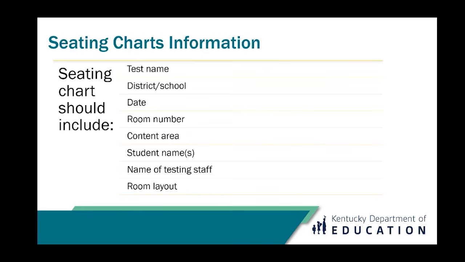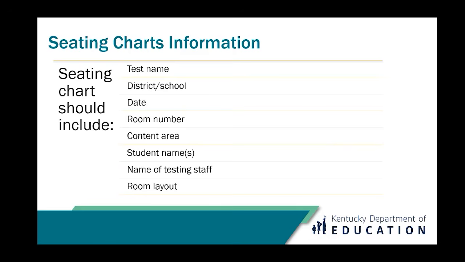All seating charts should include the test name, district and school names, the test date, room number, content area being tested, all student names, names of all testing staff in the room, and the room layout. You may have to adjust this form for offsite testing to include a location, name, and address. If it is the student's home, you do not have to include the address.